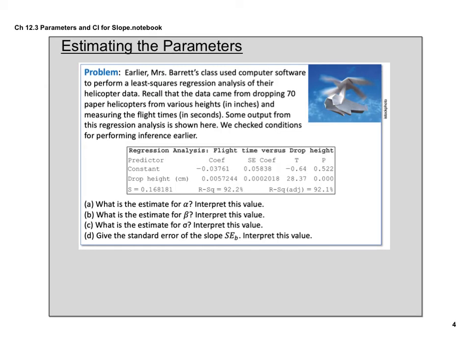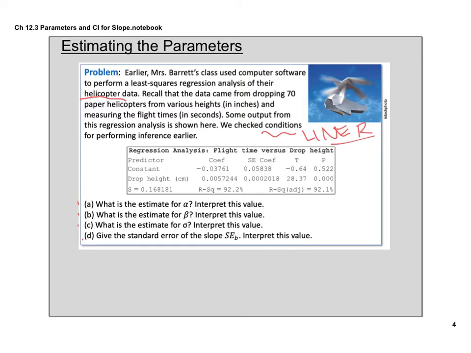So let's talk about a question here. It says, earlier, Mr. Barrett's class used computer software to perform the least squares regression analysis of their helicopter data. We're going back to that helicopter example where they dropped paper helicopters from 5 different drop heights. Recall that the data came from dropping 70 paper helicopters from various heights and measuring the flight times in seconds. Some output from the regression analysis is shown here. We checked the conditions for performing inference in the last lesson. We talked about the acronym LINER, checked all of those conditions, and they were all fine. So now we're going to go through these 4 parts.